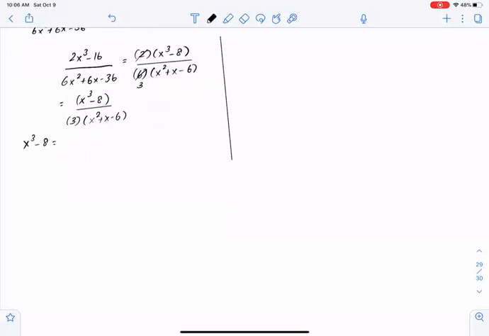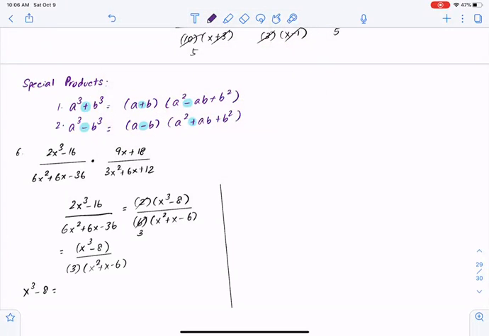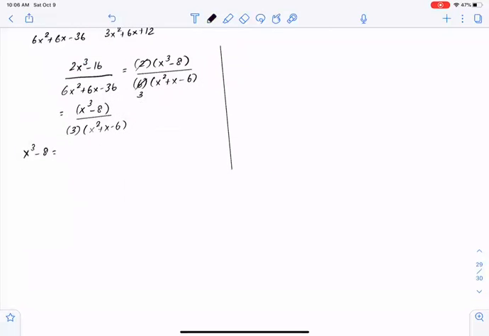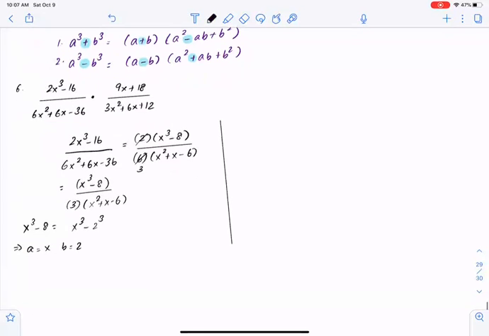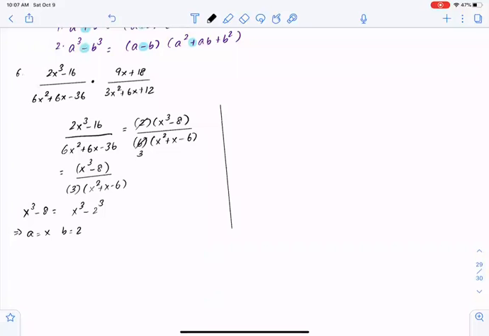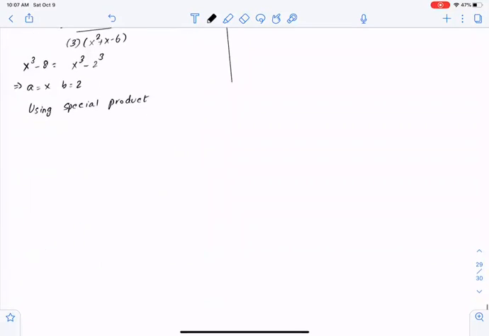X cubed minus 8. You look at that number 8 and ask yourself, well, could I write it as a cube of some number? If you can, then I could use one of the special products. To be very precise, I could use number 2 there. So I'm going to go back and rewrite x cubed minus 8 as x cubed minus 2 cubed. 2 cubed is 8. This would mean a is x and b is 2. I'm going to use the special product. A cubed minus b cubed is a minus b times a squared plus ab plus b squared. It's number 2.